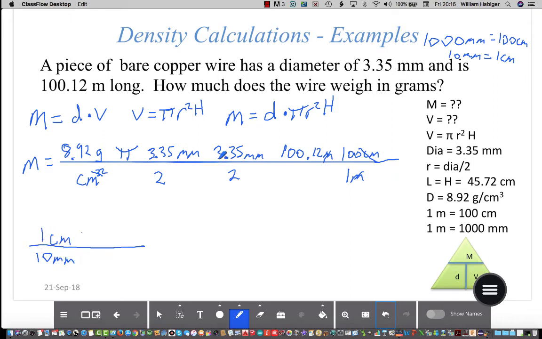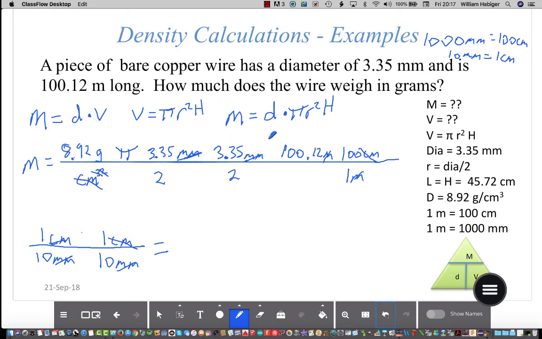Since the millimeters are on the bottom, that's going to cancel out one of the millimeters on the top that's over here. And then since I have centimeters on top, that's going to cancel out with the centimeter on the bottom. Since I have centimeters squared, which remember is centimeters times centimeters, that cancels the square and turns this into just centimeters. So that means I've got to do that step one more time. Since I want millimeters to cancel, I take the 10 millimeters, put it on the bottom, the 1 centimeter, put it on top. The millimeters on the bottom cancel with the millimeters on the top. The centimeter on the top cancels with the centimeters on the bottom. So now I'm left with units of grams, and all I have to do is calculate it.